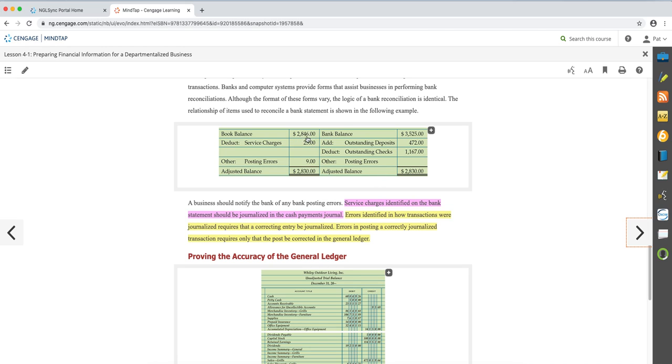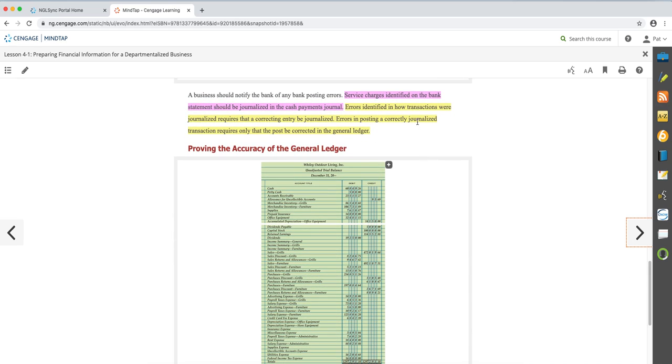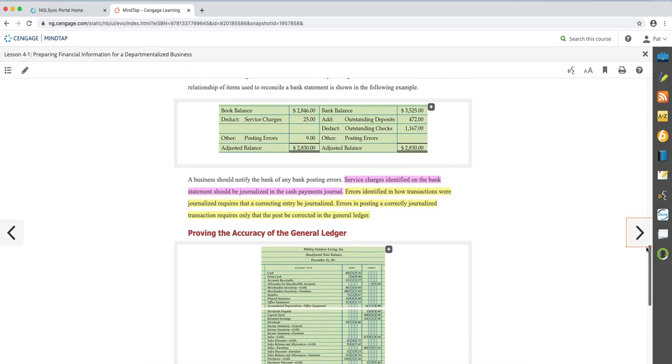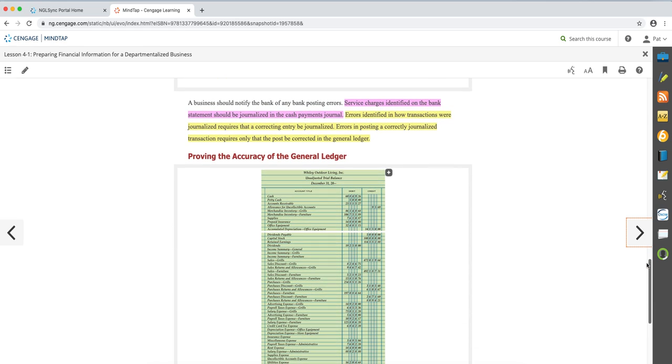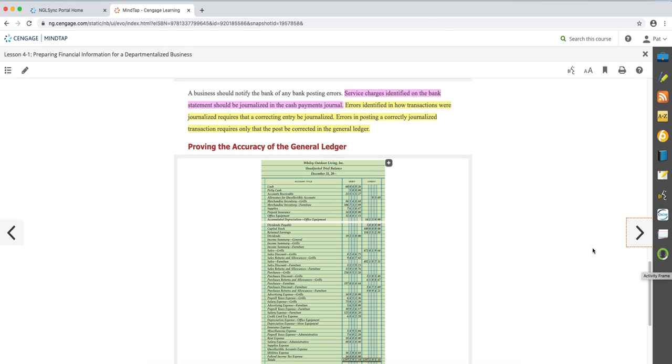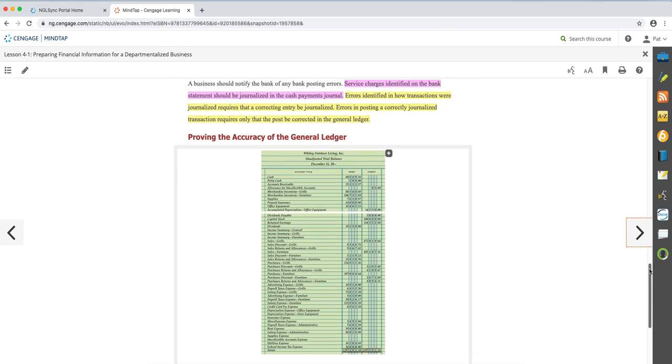So on this, again, the bank balance is here, deduct service charge, add posting errors, and we'll let you know if that's why. Service charge identified in the bank statement should be journalized in the cash payments journal. So we would have to journalize that service charge. It's something we didn't talk about. Usually it's under miscellaneous expense. Errors here would mean that we want to fix them as best we can.